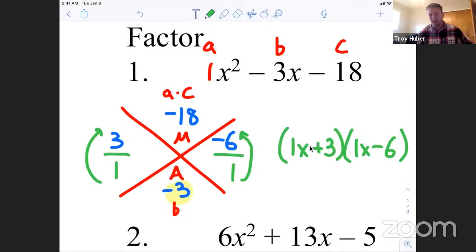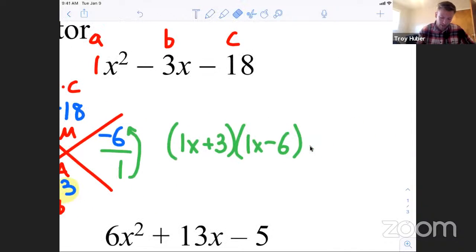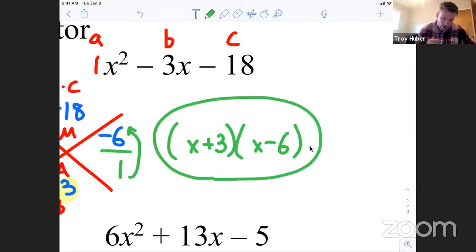Now, do you have to write 1x? No, you do not. So we could really just write x plus 3, x minus 6. And this would be factored. And that's all there is to it.